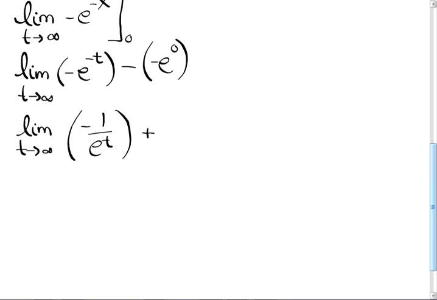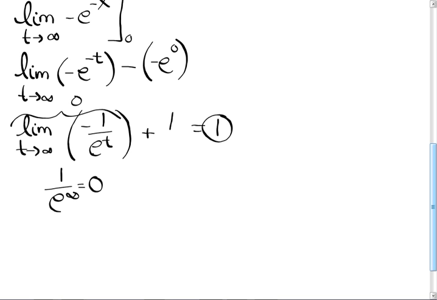Oh, not minus, plus 1. What does this give me? If t is getting really big, what's 1 over e to a really big number? That's 0. So this limit is 0. This integral converges to 1.